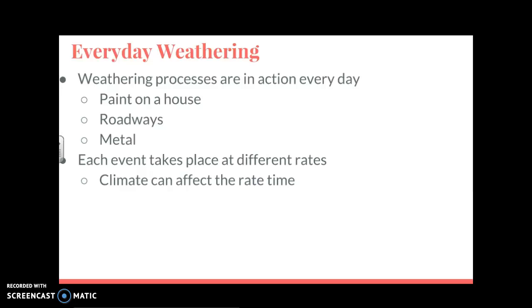Everyday weathering. That means the weathering processes are in action every single day. For example, the paint on the house, roadways, metal. Each event takes place at different rates, and the reason why they take place at different rates, one reason can be climate. Different types of climate can affect the rate time.